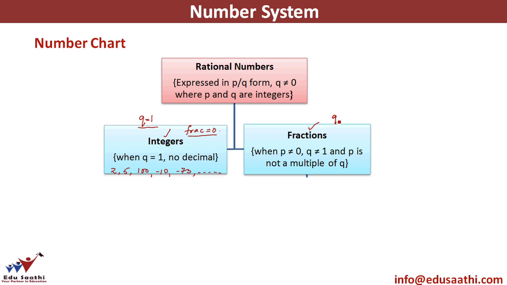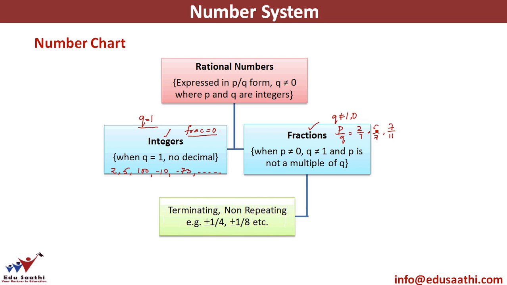So where my q is not equal to 1, obviously q cannot be equal to 0, and p is not a multiple of q. Now what does that mean? p cannot be cancelled out with q to give me an integer. That is a fraction. So what is it? 2 by 7, 5 by 7, 7 by 11. So I have the numerator over denominator form, where the denominator is not equal to 0, as an example of a fraction. Rational numbers: integers and fractions. Real numbers: rational and irrational.